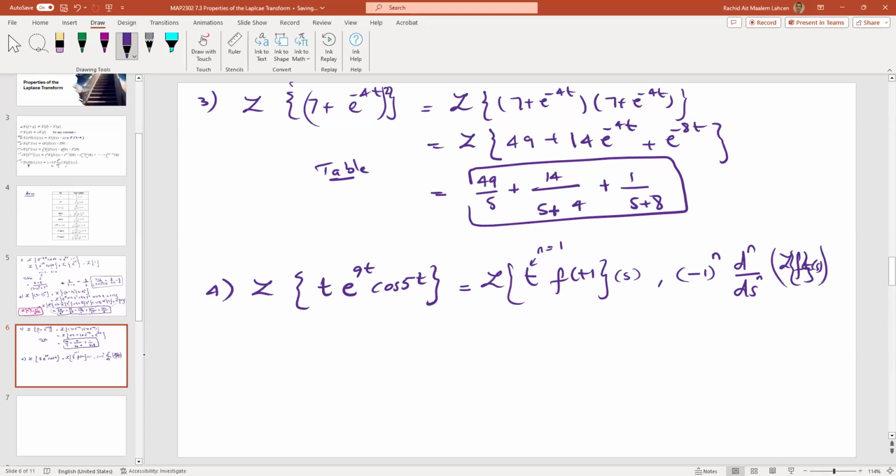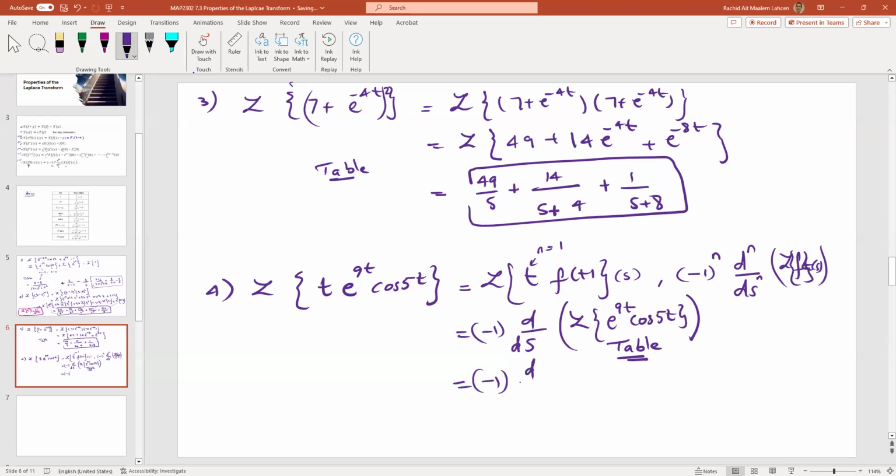Of course, on s. All right, so negative 1 power 1, first derivative with respect to s, Laplace transform of... Oh, so now you're going to look at the table for this here, and you're going to substitute the answer, which is s minus 9, the a, and s minus 9 squared plus 5 squared from the b, which is 25. All right, so the table will give us this part.